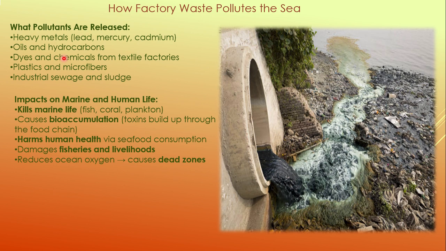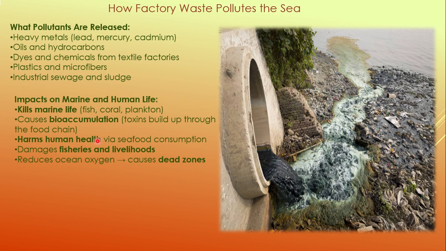How is human life impacted by these pollutions? We can understand this is very dangerous. The impact of marine pollution on human life: it kills marine life, fish, coral and plankton. The creatures which live inside the sea will be killed by this wastage. Then toxic chemicals enter the food chain. When fish eat these chemicals, they go into human bodies. So there is harm to human life via seafood consumption.